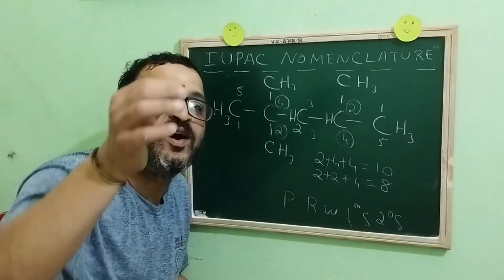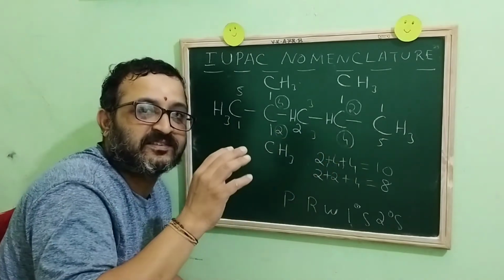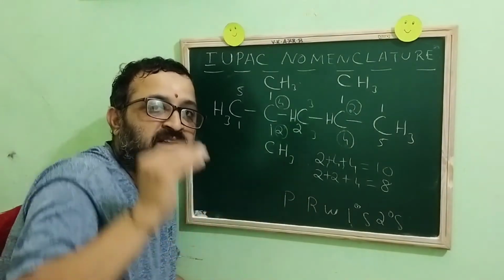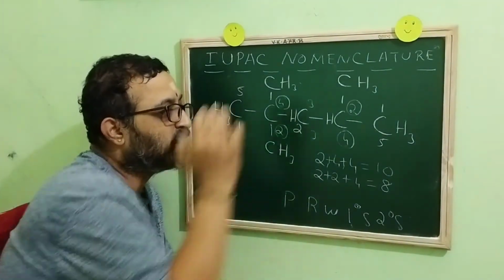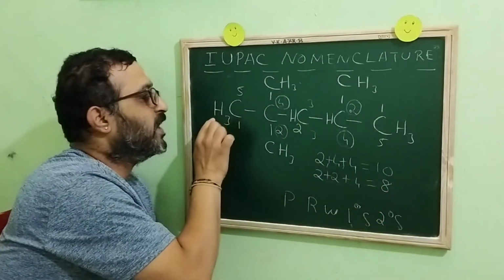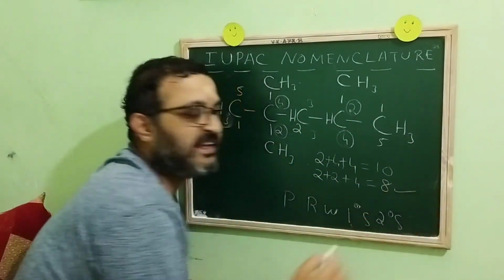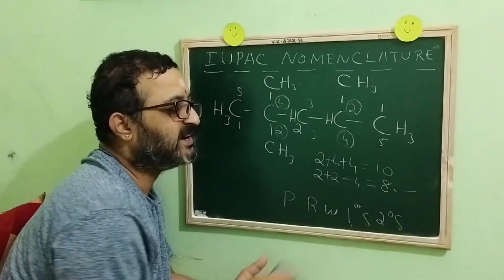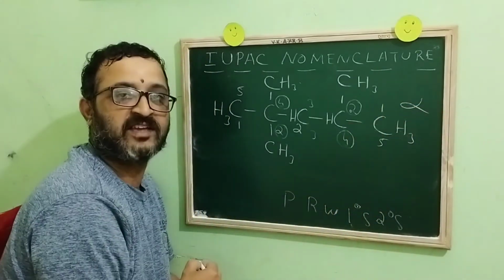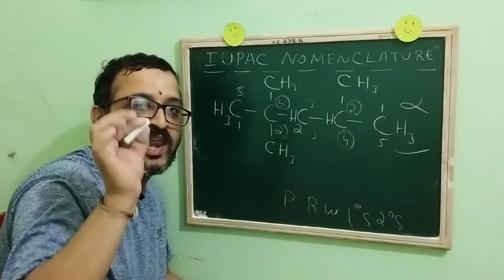There is one rule called as what? Lowest sum rule. According to that rule, if I add all the numbers what we have assigned to the carbons containing substituent groups, that should be what? Minimum. When I do the numbering from right to left, I am getting what? 10. When I do the numbering from left to right, I am getting what? 8. So 8 is minimum when compared to what? 10. So common sense says that this numbering is wrong and this numbering is right. Okay, according to the lowest sum rule.